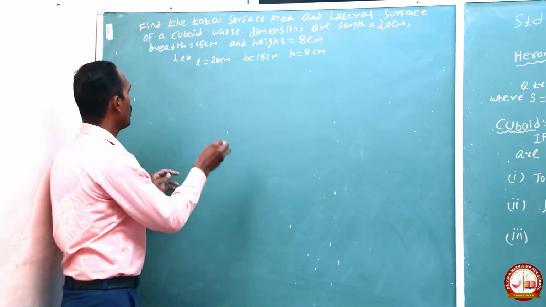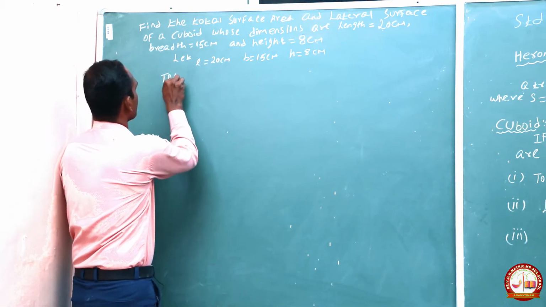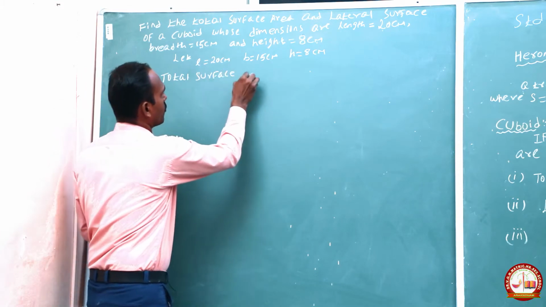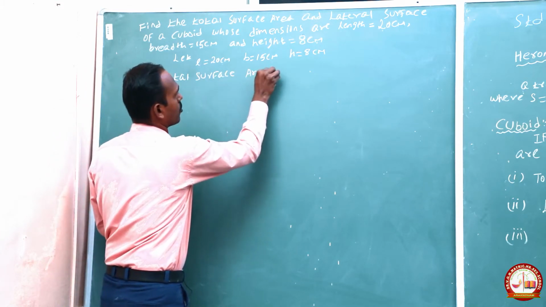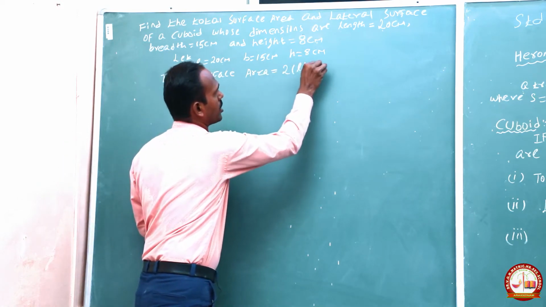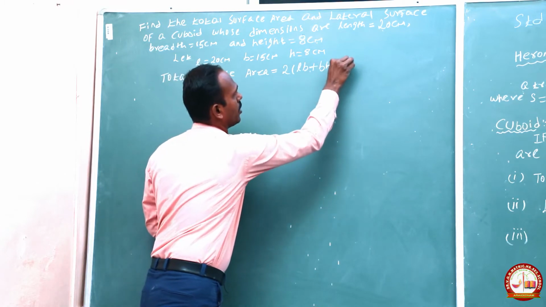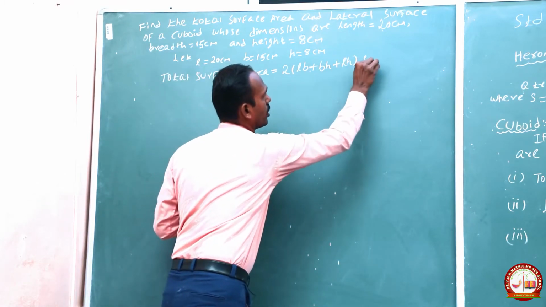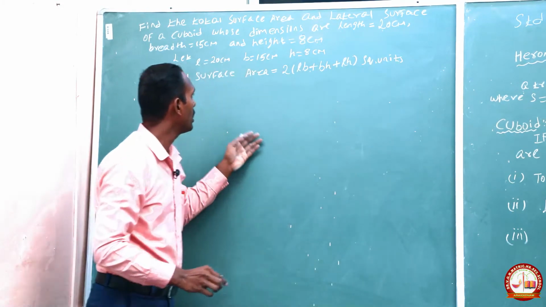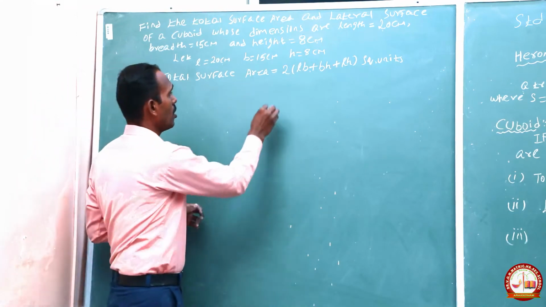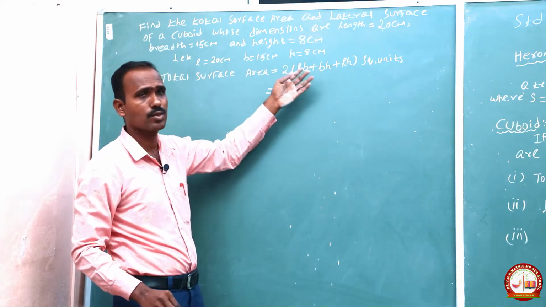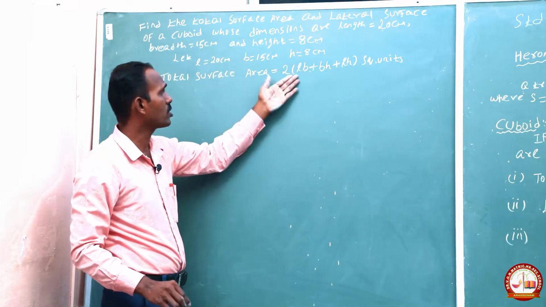We know the formula. Total surface area equal to 2 into (LB plus BH plus LH) square units, okay. This is the formula to find the total surface area. We know all the values of the length, breadth and height, so we substitute the values in this formula.